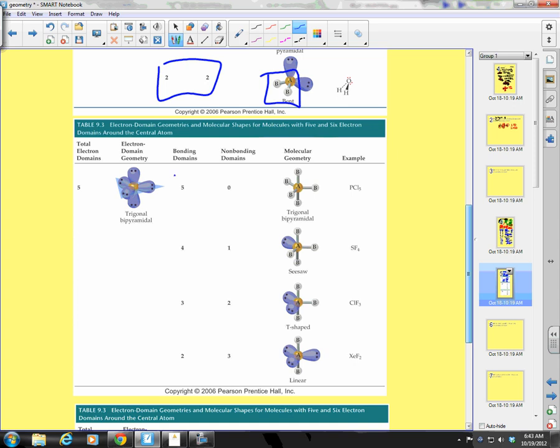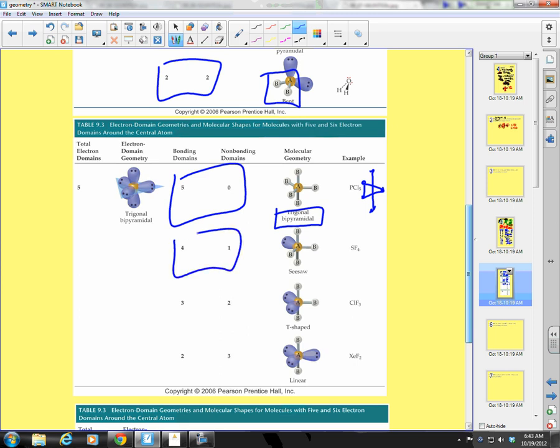Trigonal bipyramidal. 5, 0. Here's trigonal bipyramidal. Looks kind of like that. You know, it's like a line and then a triangle in space. If you put the atoms over here, some of you could say, wow, it looks nothing like that, Mr. Smith. Yeah, you might be right.